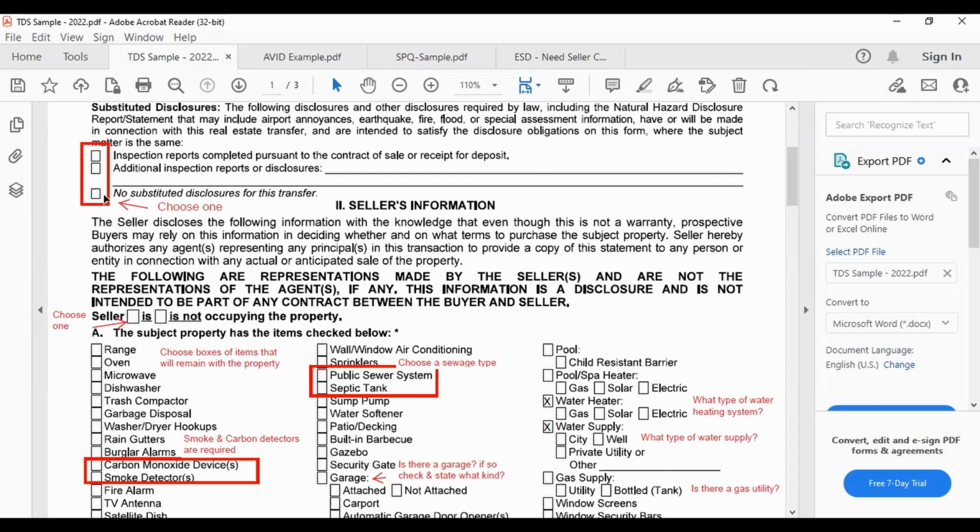So the most common though is this, that they're not substituting this disclosure and the SPQ with anything else. And then of course the buyer, you want the buyer to have their own home inspection.